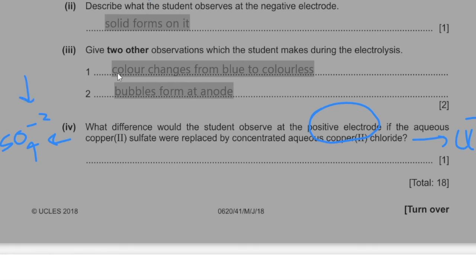In the first case, we had the negative ions as sulfate ion as well as hydroxide ion. Whenever you have hydroxide ions and a non-metal ion, oxygen always forms at the positive electrode. However, if you have hydroxide ions as well as a halide ion, this halide ion gets deposited at the positive electrode. That means if, instead of copper sulfate, concentrated aqueous copper chloride was used, you'd get green bubbles of chlorine gas instead of the colorless oxygen which formed in the previous case.